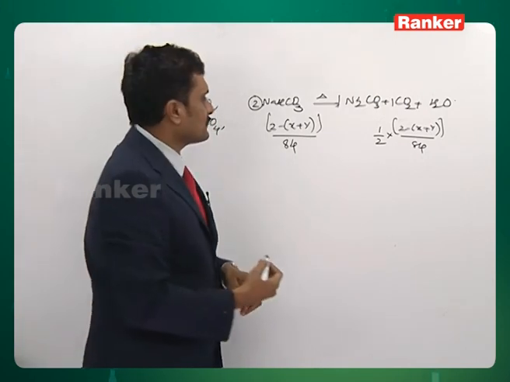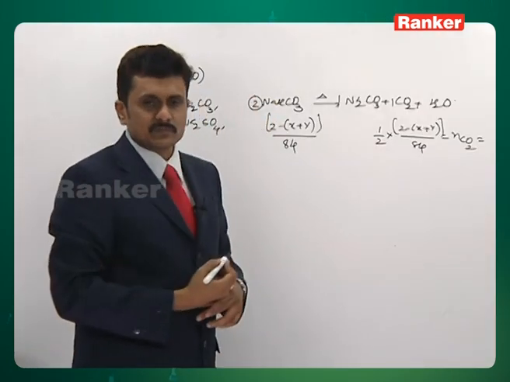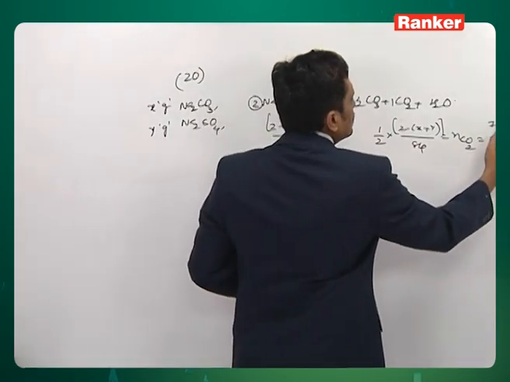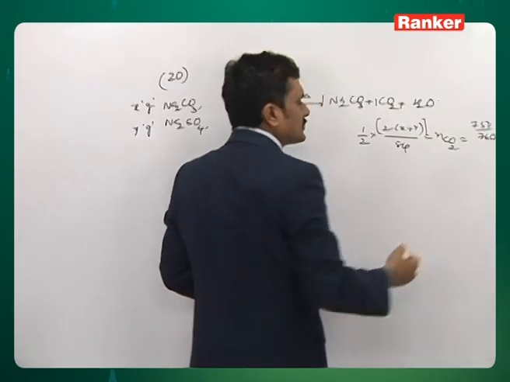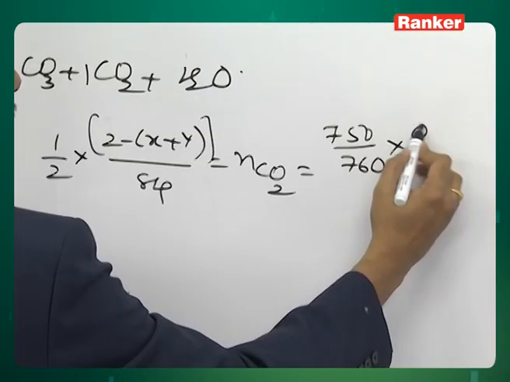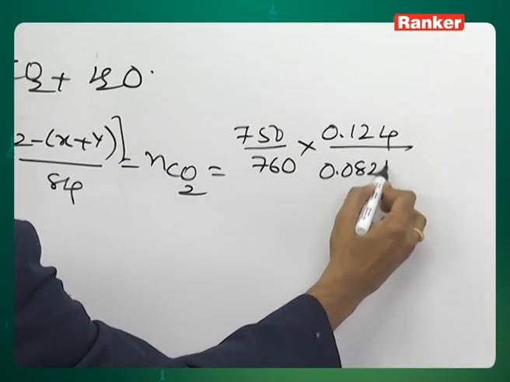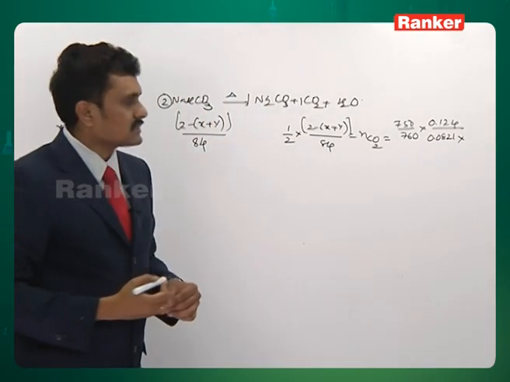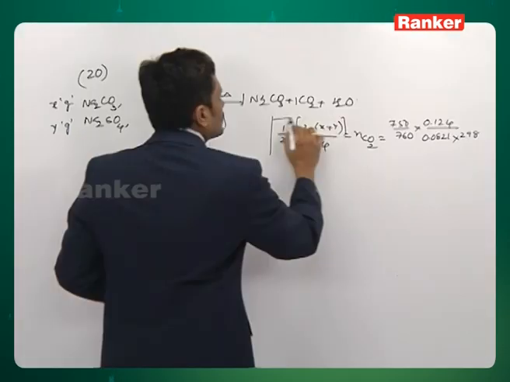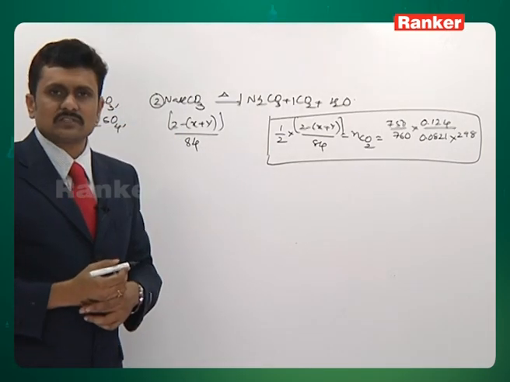Now these are nothing but the number of moles of carbon dioxide, which is equal to, using the ideal gas equation here because I have been provided with pressure, volume and temperature. Pressure is 750 by 760 in atmosphere, into volume, 123.9 ml, that is 0.124 liter, divided by RT. The temperature is mentioned as 298. Now these are the number of moles of CO2. That means you have got one equation in terms of x and y. One equation with 2 unknowns is not sufficient.